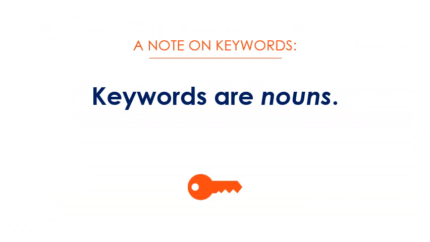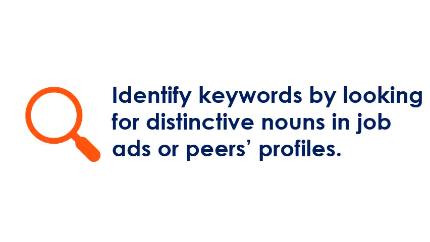How can you identify these keywords? Well, the first thing that you should know is that keywords are nouns. They're not adjectives, they're not descriptors, they're not verbs, they're not actions. They're people, places, or things. You can identify these keywords by looking for distinctive nouns that appear in job ads for your field or in your peers' profiles. Keep an eye out for those distinctive nouns that seem to most effectively describe what is unique or special about your field or your specialization. These are the kinds of words that are likely to be keywords.